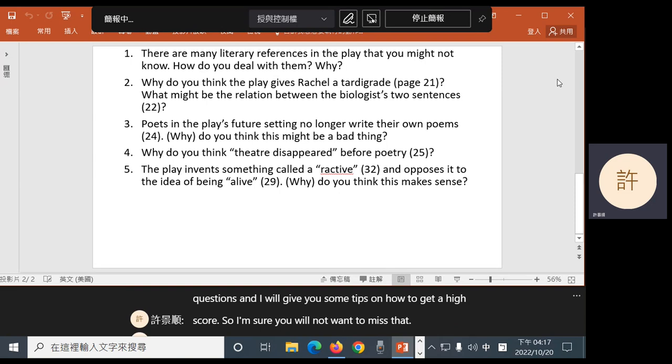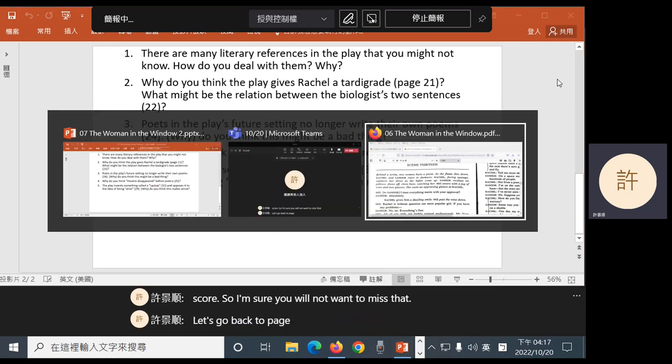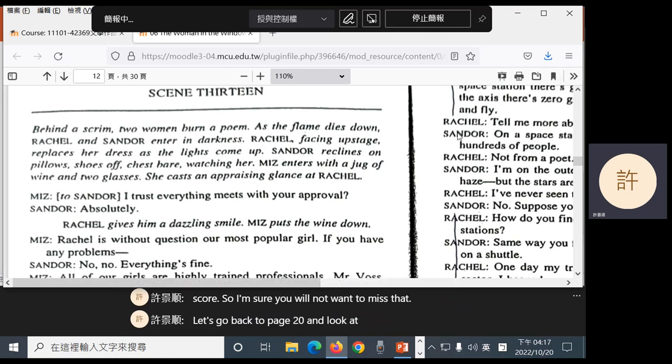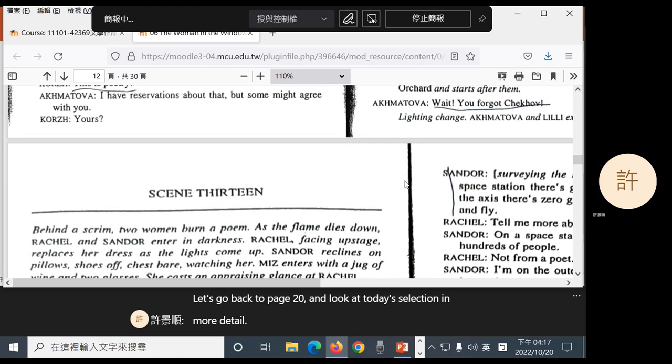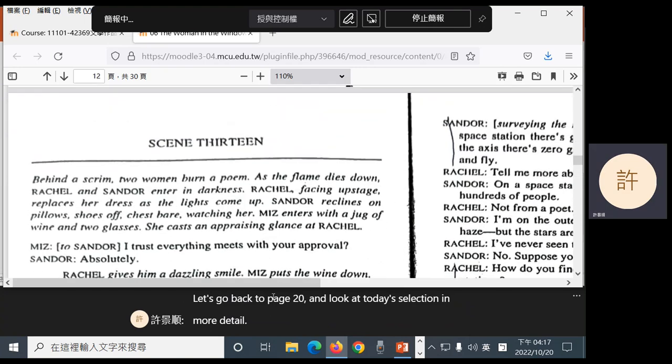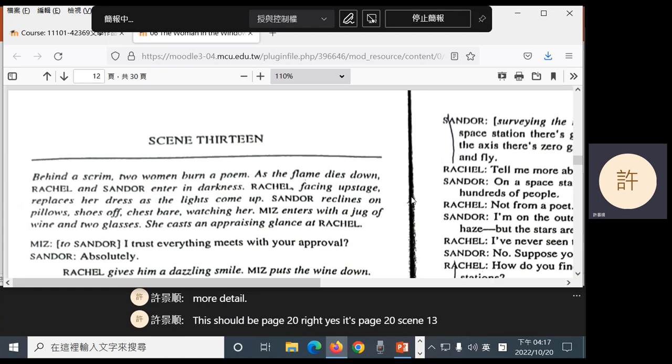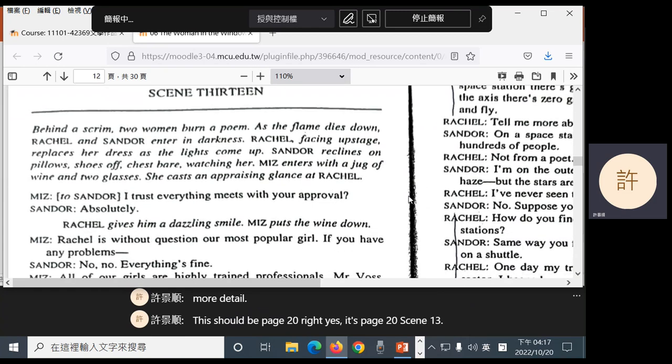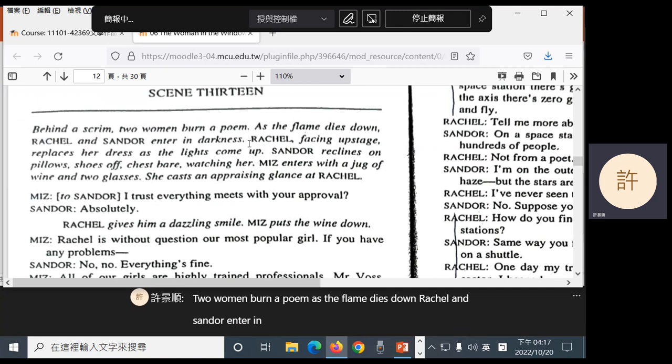Let's go back to page 20 and look at today's selection in more detail. This should be page 20, right? Yes, it's page 20. Scene 13. Behind a scrim, or a screen, a barrier, two women burn a poem. As the flame dies down, Rachel and Sandor enter in darkness.